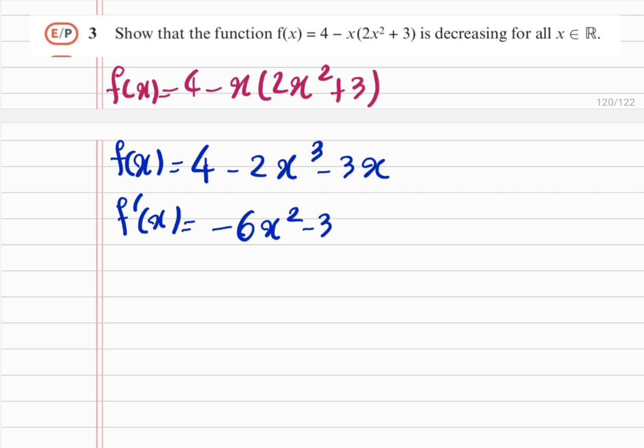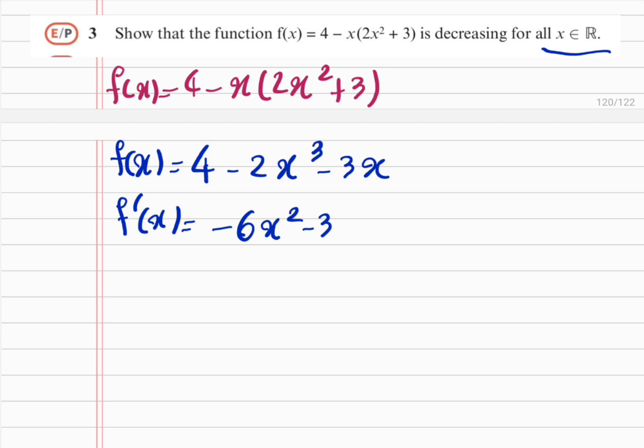Now, here is the part that we should be very careful about, because first of all, remember that all the values of x are real numbers. So that means any value. This derivative function, which is f dash x, which is minus 6x squared minus 3, must be less than or equal to 0 for all the values of x in order for it to be a decreasing function. Now we need to show, okay, how's that possible?